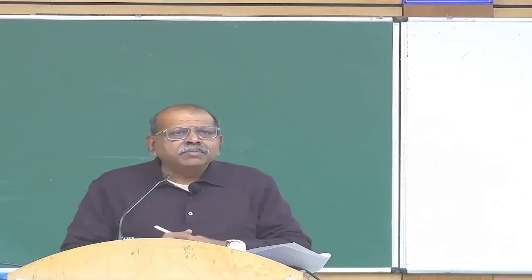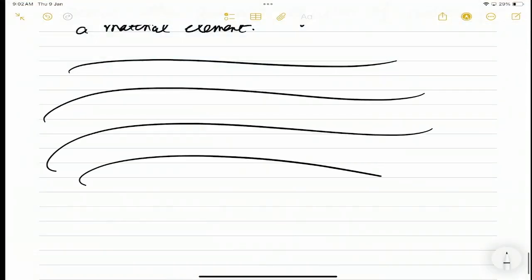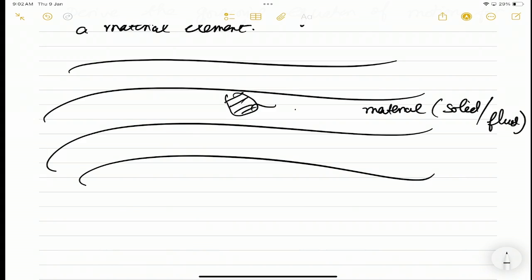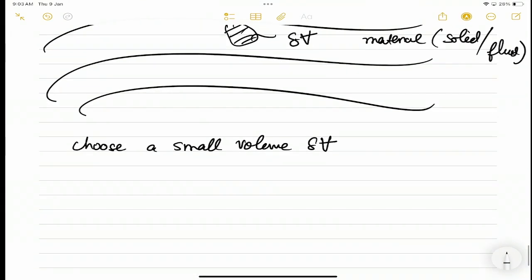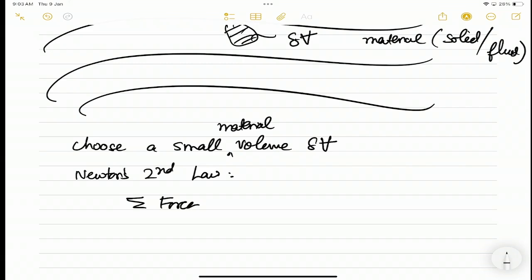Now all I am going to do is write Newton's second law for a material element for a small point. So let's see how we do that. Suppose we have a material, I am just showing it like this, which may be a solid or a fluid, and I choose a small volume delta V. Now, Newton's second law tells me the sum of the forces on this is equal to m times a.